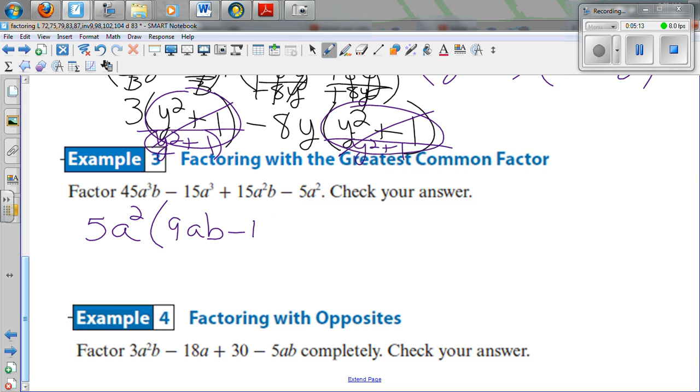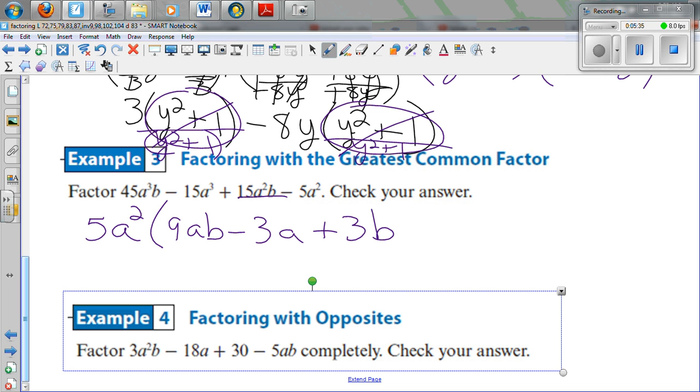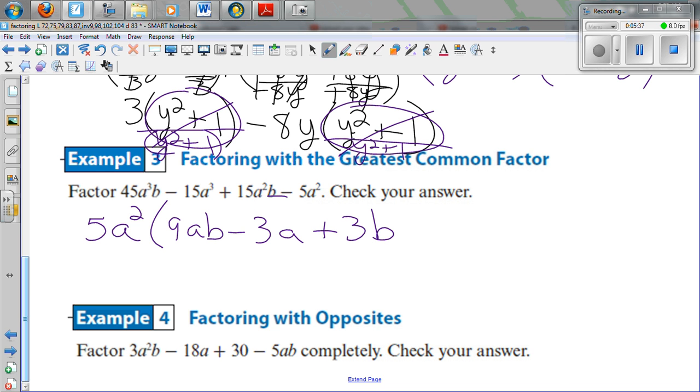minus 15a, plus, minus, how about 3a? And then plus 3a, b. No a. Just 3b. If it helps, write 5a squared underneath so you can see what cancels. So on this one, 5a squared cancels, and I'm left with minus 1.